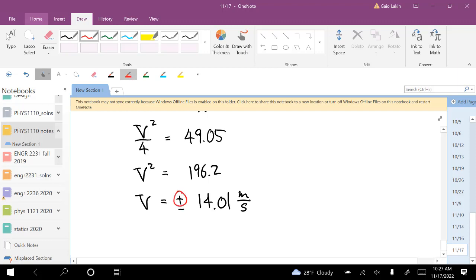This is a speed. Speeds are always positive. So somewhere around 30 miles per hour. At that point, with this arm that's 4 meters long, this person would be experiencing 5 Gs of acceleration. Any questions about that?